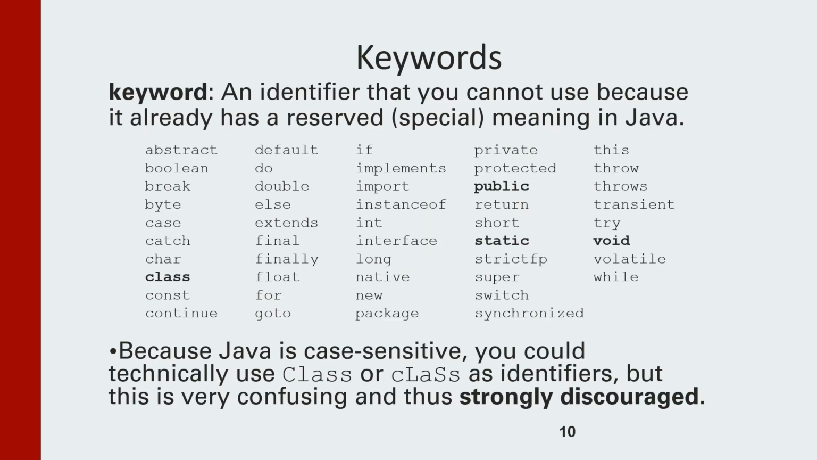Here I have some keywords that are available in Java. Usually if you're using a fancier text editor, they will be highlighted because it knows what the Java syntax is. These keywords are identifiers that you cannot use because they already have a special meaning in Java. Certain words that we've seen before include class, public, static, and void. These words cannot be used elsewhere in your program as variable names or anything like that because Java already has a reserved meaning for them.